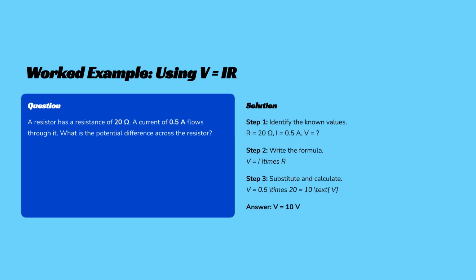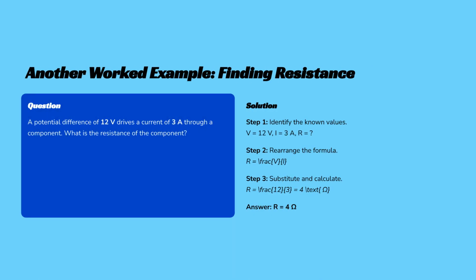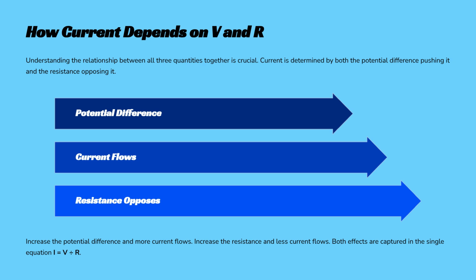Let's walk through an example. If you have a resistor of 20 ohms and a current of 0.5 amps, use V equals I times R. Multiplying 0.5 by 20 gives you a potential difference of 10 volts. Here is another example. With 12 volts and a current of 3 amps, rearrange the formula to R equals V divided by I. Dividing 12 by 3 gives a resistance of 4 ohms. Current is essentially a tug of war between potential difference, which pushes the flow, and resistance, which opposes it. The equation I equals V over R perfectly encapsulates this dynamic relationship.